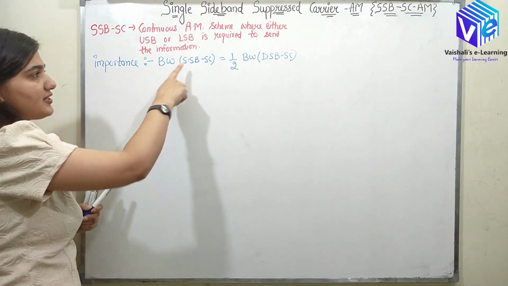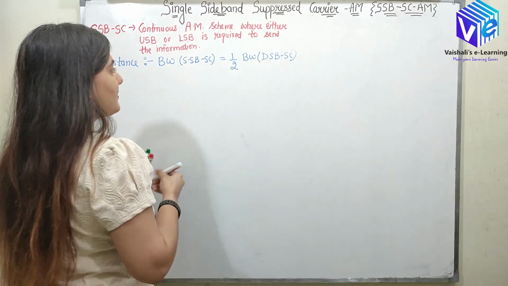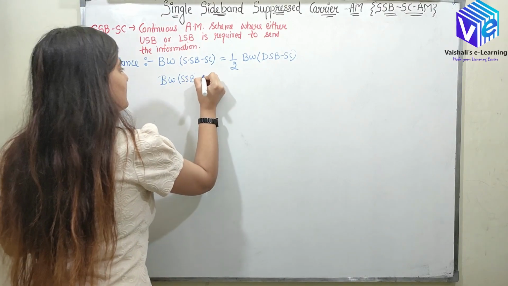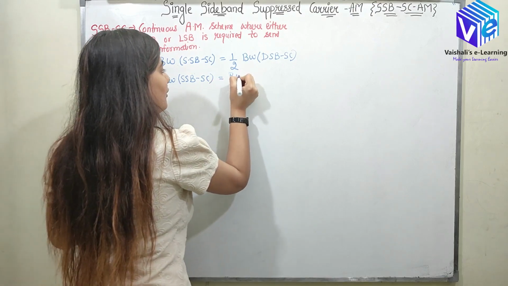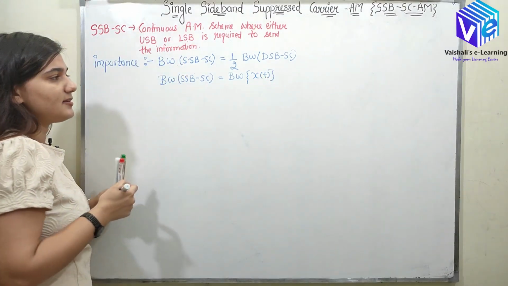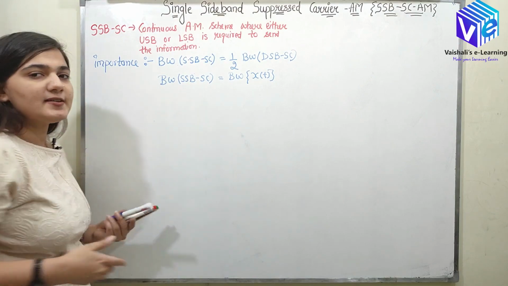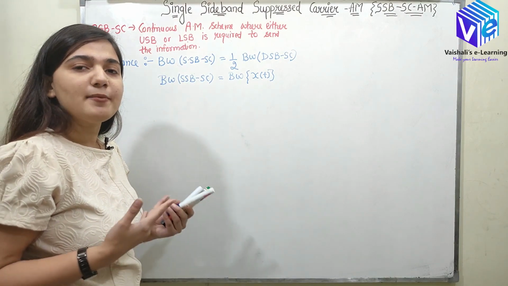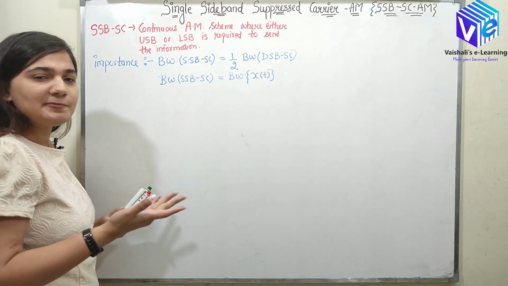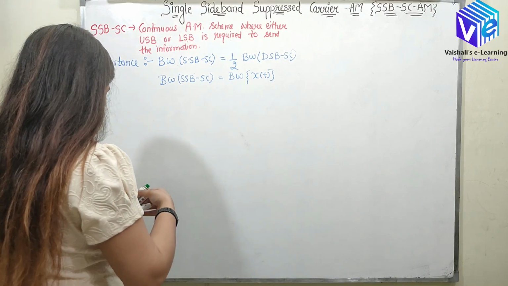So the bandwidth of single sideband suppressed carrier is equal to half of the bandwidth of double sideband suppressed carrier, or I can say the bandwidth of single sideband suppressed carrier is equal to the bandwidth of the baseband signal. The baseband signal is represented by x(t), so the bandwidth of x(t) is equal to the bandwidth of single sideband suppressed carrier. So now I can have more number of channels in the given frequency spectrum. So more number of people can connect to other people when they are using single sideband suppressed carrier type of amplitude modulation.